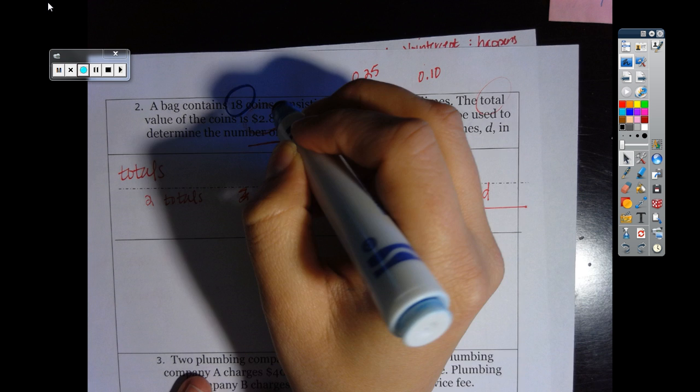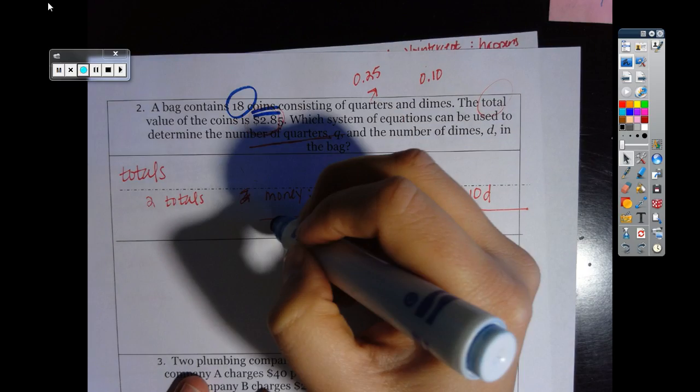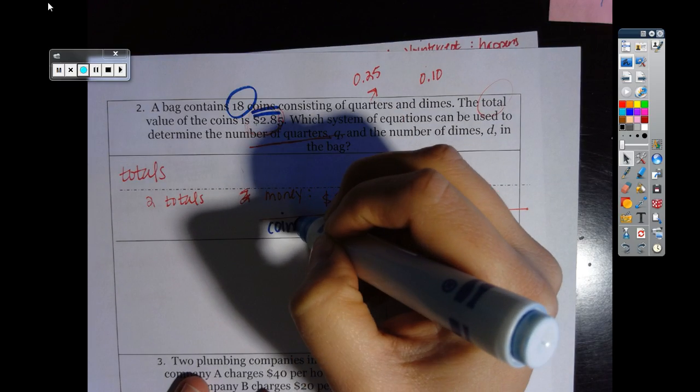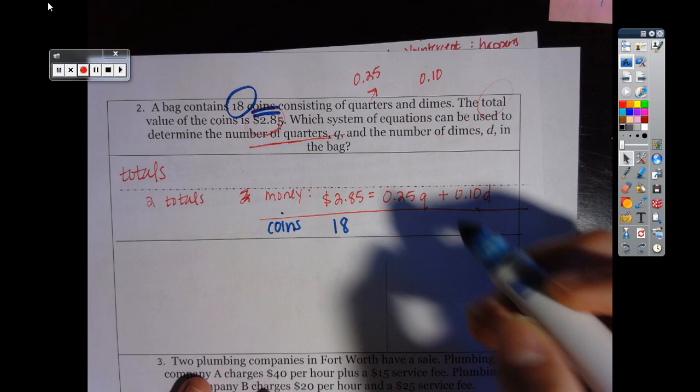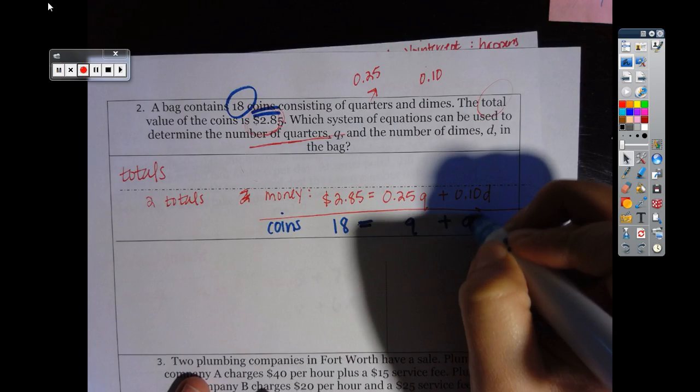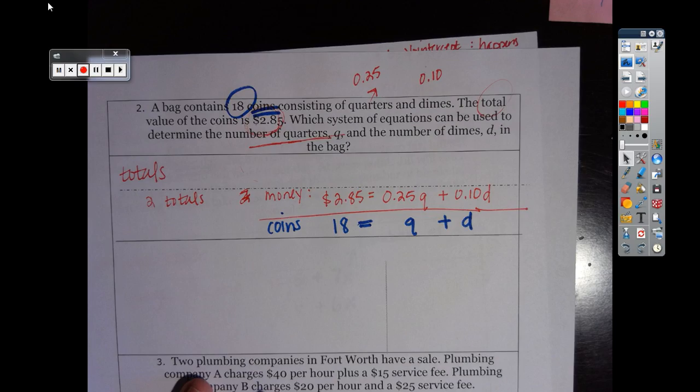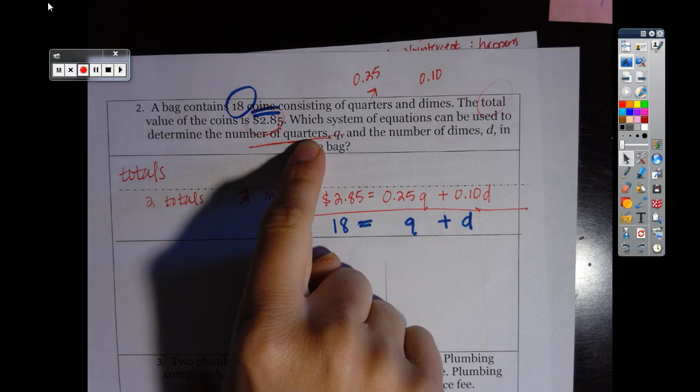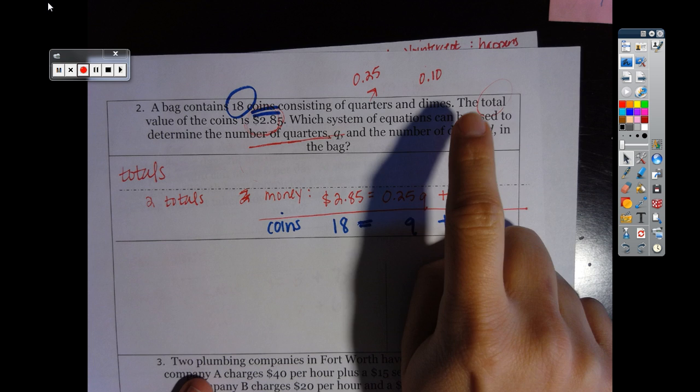Alright, so the other one is 18. When I'm talking about 18, I'm talking about coins. I'm not talking about money. I'm talking about what's in the bag. So what's in the bag? I've got quarters and dimes. I don't know how many of each, so I just put Q because that stands for the number of quarters, and D because that stands for the number of dimes.